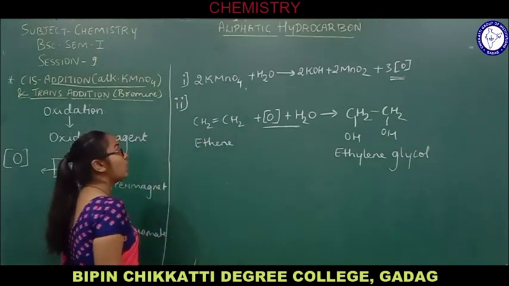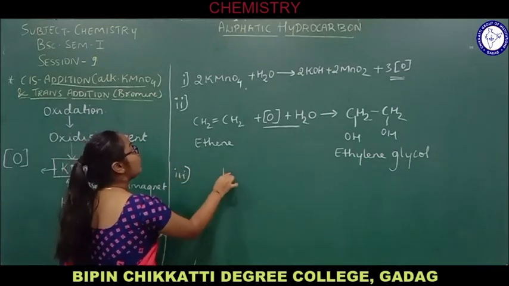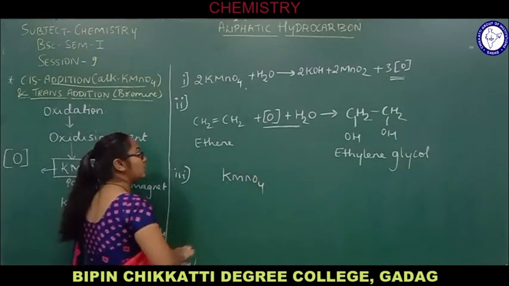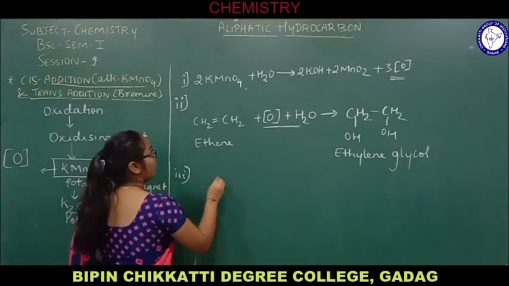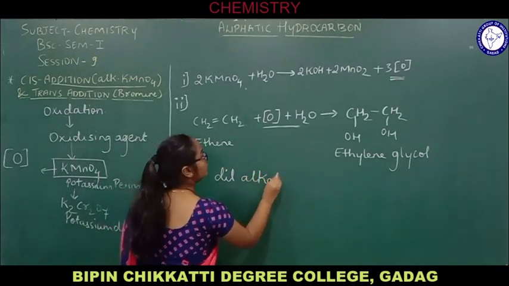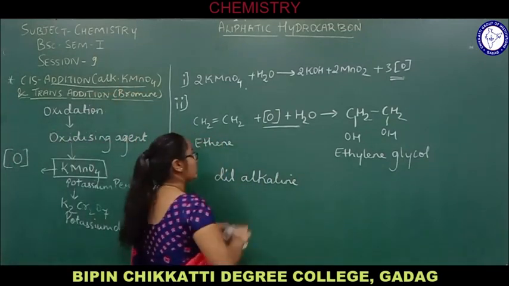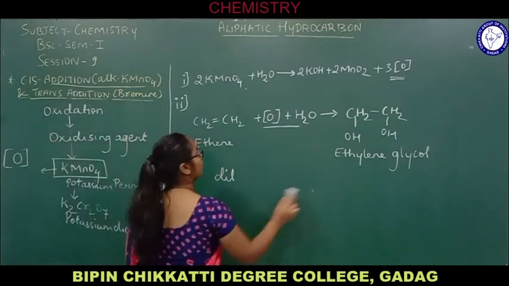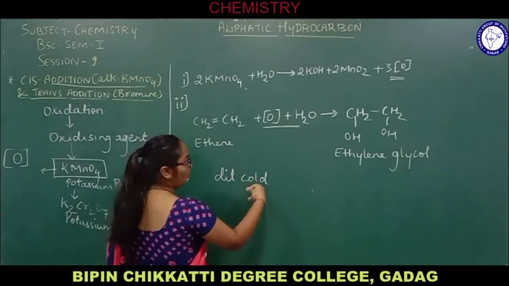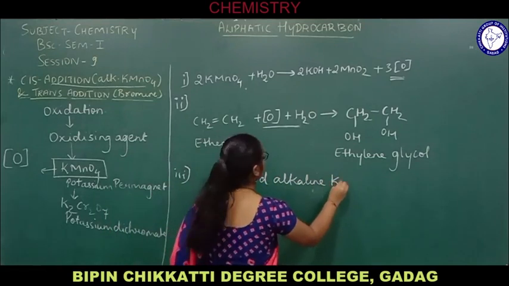Now here, one more thing I would like to add is that we said KMnO4 is used as the main oxidizing agent. But if we take dilute, cold alkaline, because we are focused upon the cold, so dilute cold alkaline KMnO4 is utilized over here.